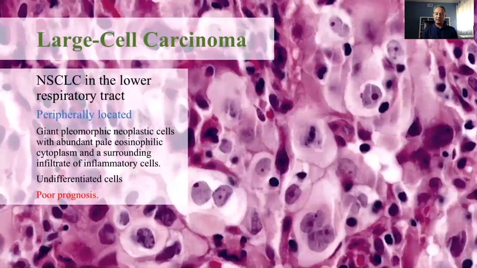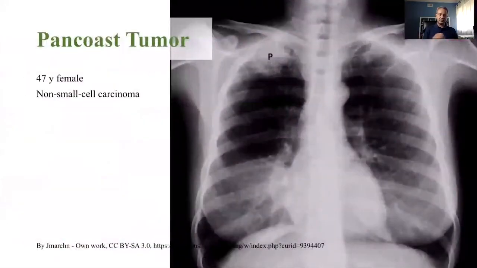And look at this. Look at these big cells. So this is the large cell carcinoma, a non-small cell carcinoma. This is peripherally placed and has a poor prognosis, undifferentiated cells. So look at these big pale cells. These are the large cells. Usually in the histopathological slides, you would see these large pale cells with undifferentiated structures, and then peripherally to them you would see the inflammatory cells trying to take care of them. Okay, so this is the large cell carcinoma.